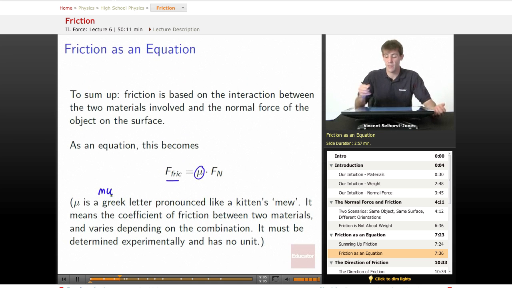So mu times Fn. One thing to keep in mind that isn't explained is we don't have to worry about the area touching. It's not about the area touching. So if we had a block of mass m, and we had a table of mass m, but the same material on the bottom. So same material here, and same material here, same surfaces. It's not about the cross-section of the area touching the ground. It's just about the pressure. Why is that? Well, that has to do with the way friction works.